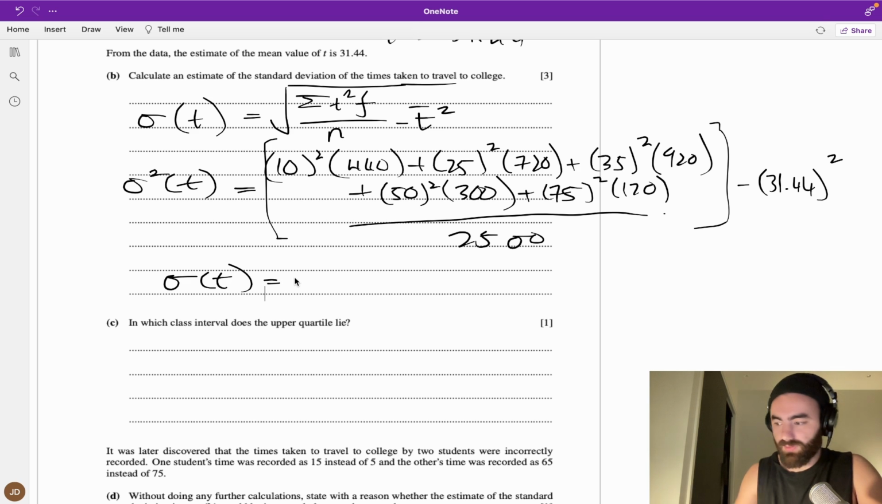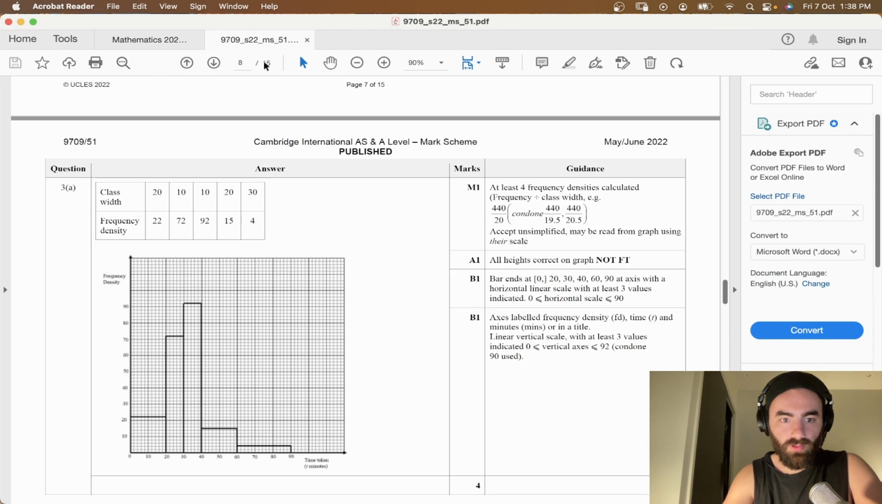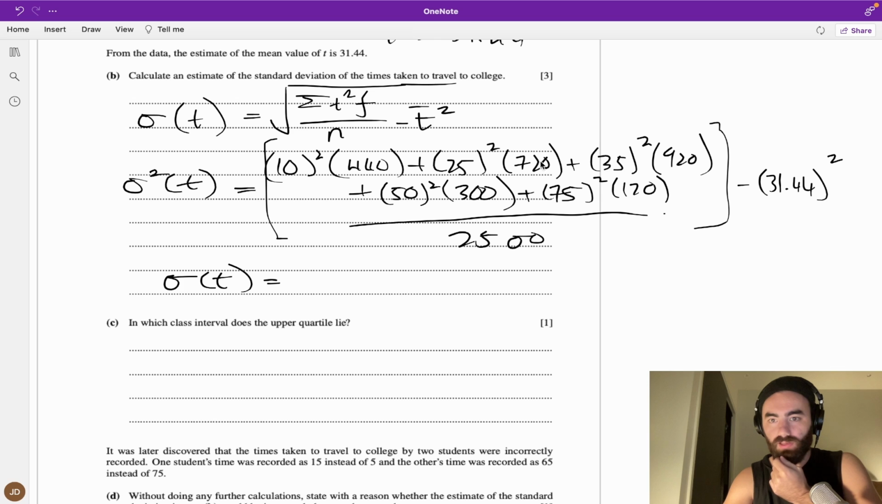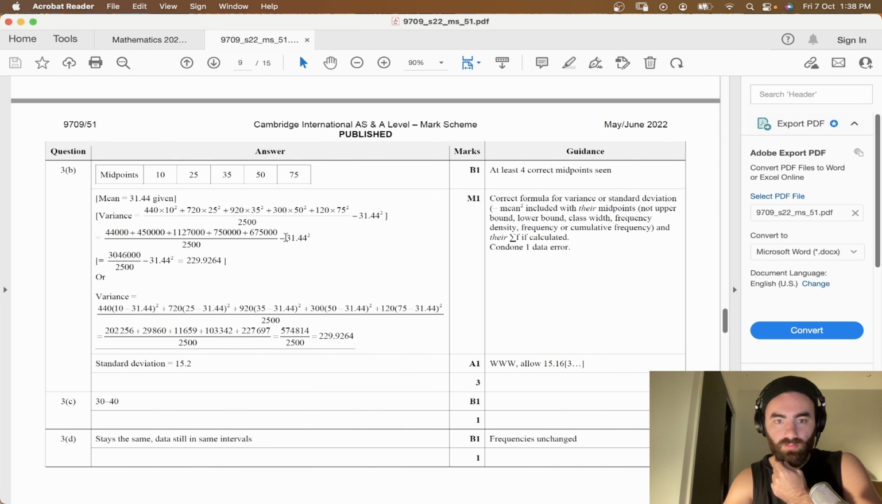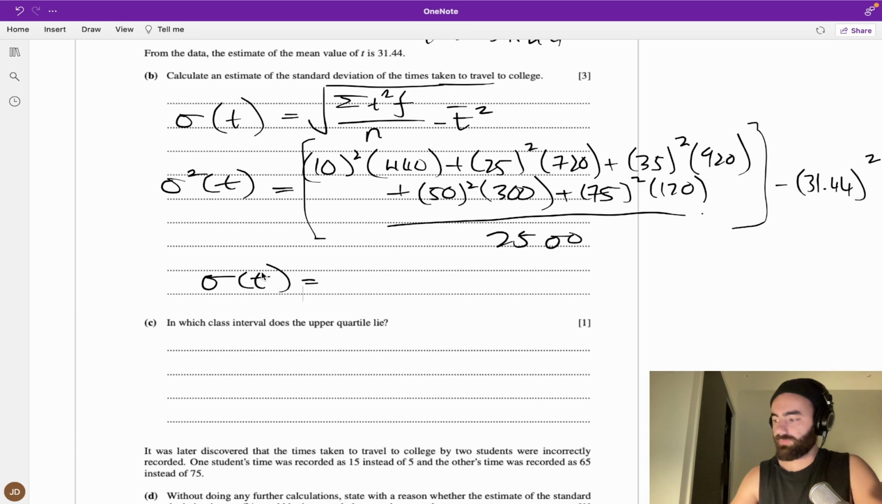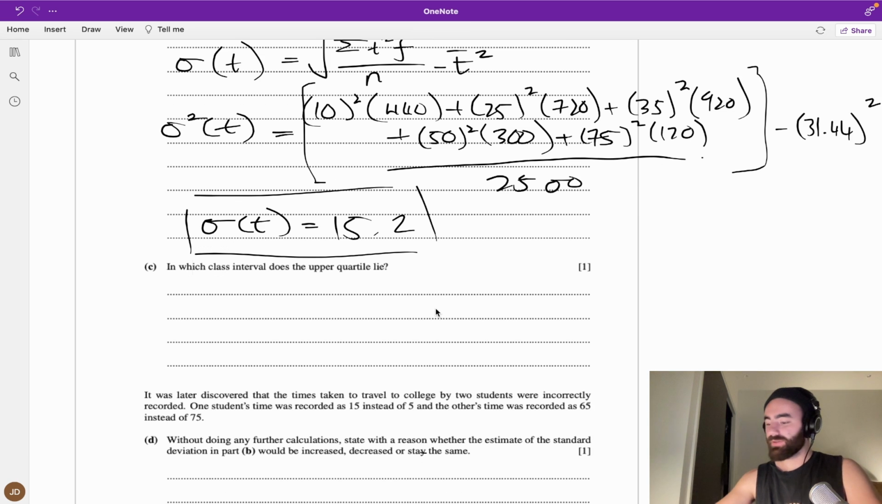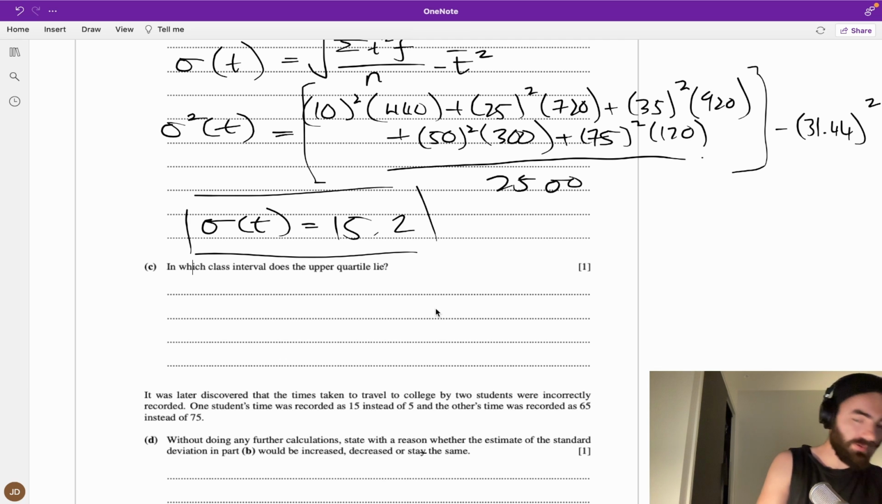But I'm just going to look at the answer because I'm not going to take too long. But look, yeah, 440, 10 squared, to 120, 75 squared. So exactly what I did here. And then minus the mean. And you'll get 15.2 after you square root this. Just plug all that into your calculator. But I'm trying to keep everyone engaged. If the video's too long, people drift away.